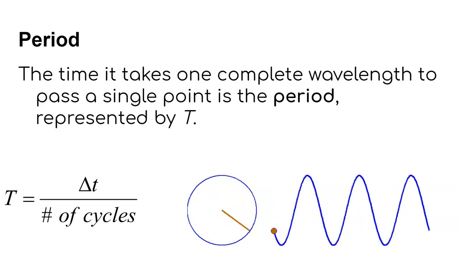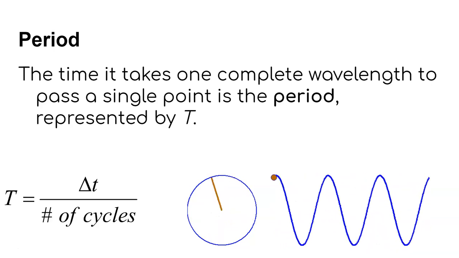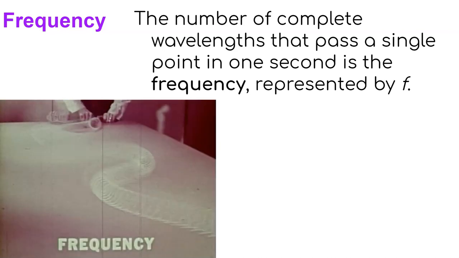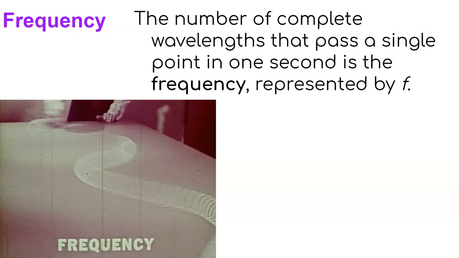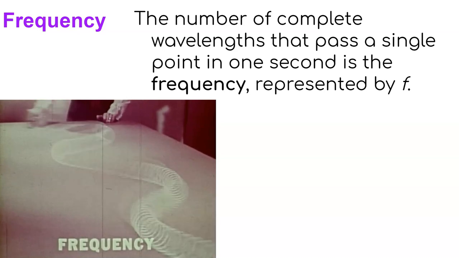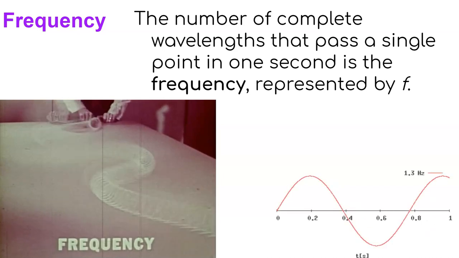So period is the time it takes over the number of cycles. Or another way of putting it would be the time for one cycle. And finally, frequency is the number of complete wavelengths that pass a single point in 1 second. And that's called frequency. On our little nifty gifty here, we have a person moving the slinky, and how quickly those crests and troughs move to the bottom of the screen. How many of those pass that point per second is what the frequency is.